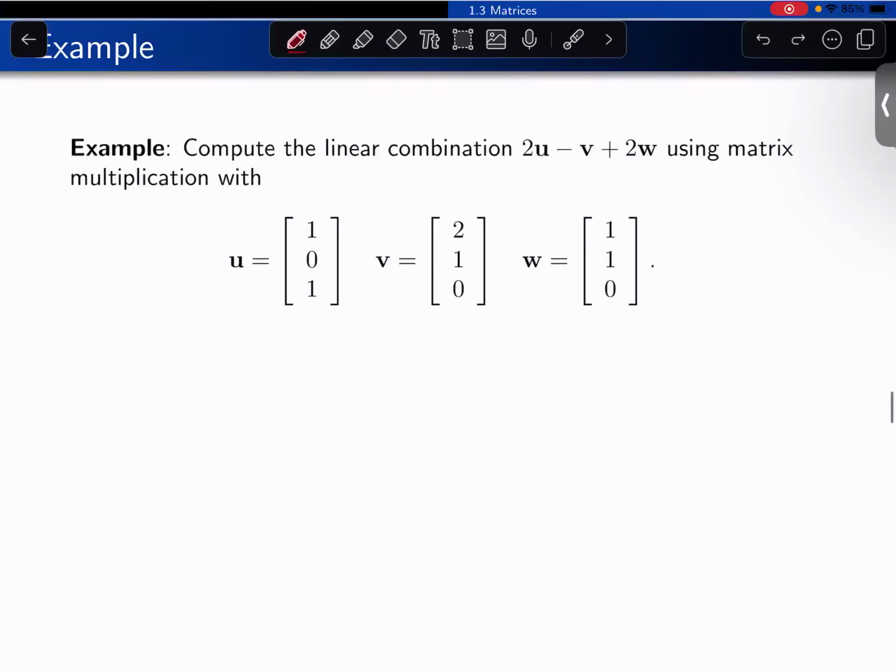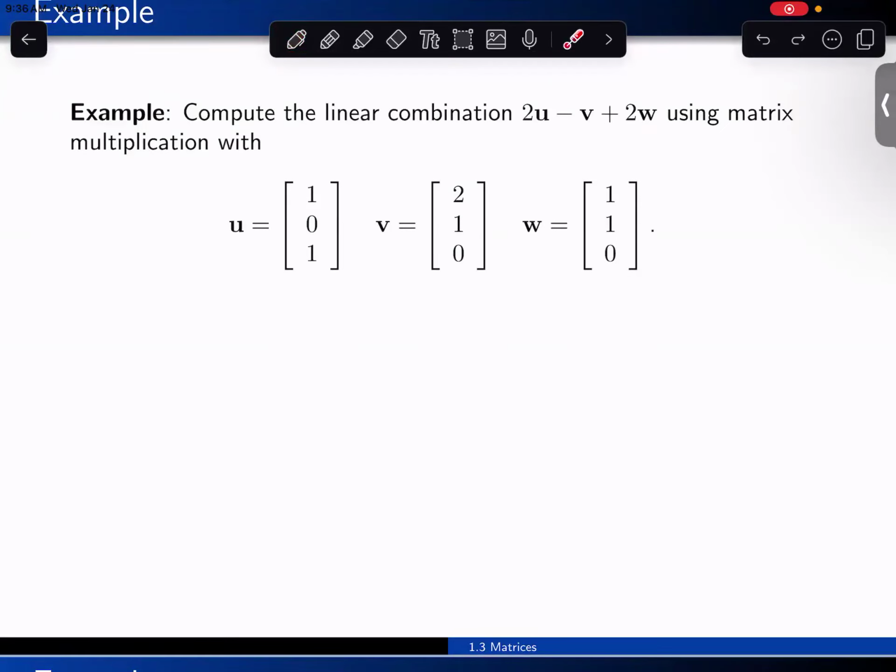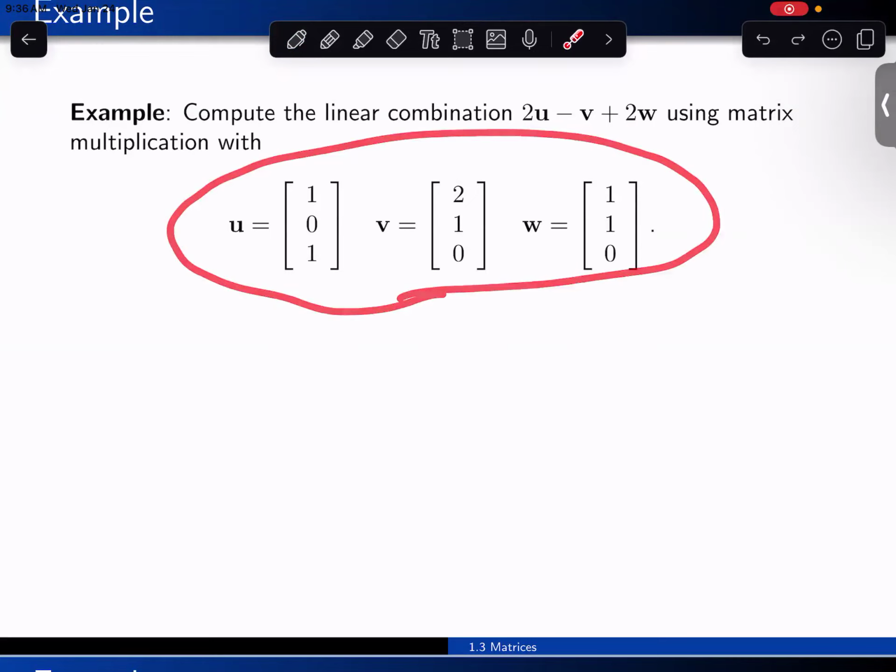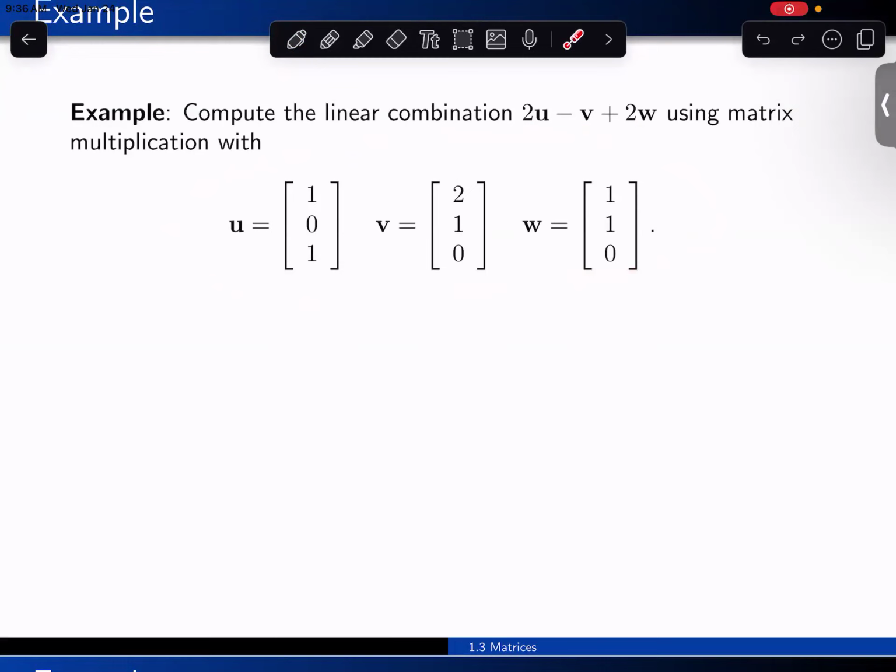Okay, for this one, it wants you to compute the linear combination of 2 times U minus V plus 2 times W using matrix multiplication, where U, V, and W are exactly as they were in the previous slide. If I wanted to do this, I want to write things out in terms of A times X. Of course you could just compute this linear combination pretty quickly, but that defeats the purpose. We want to do this via matrix multiplication. It'll be useful later on.